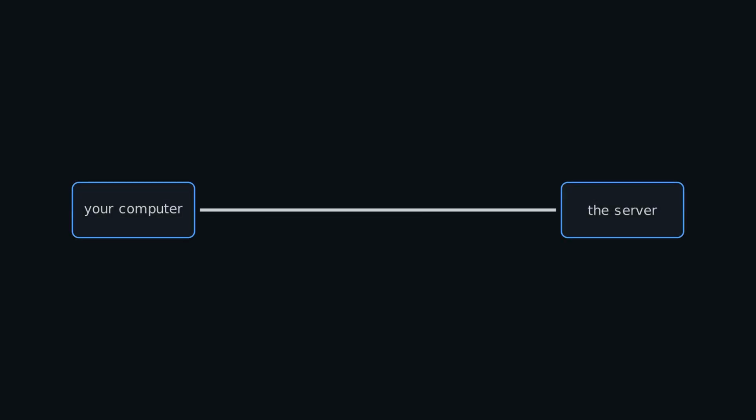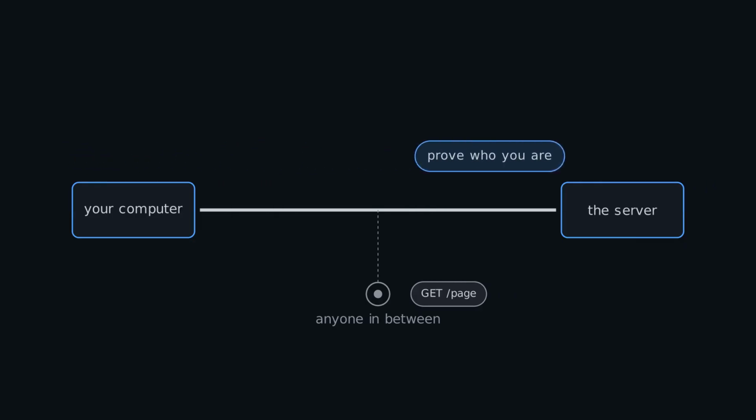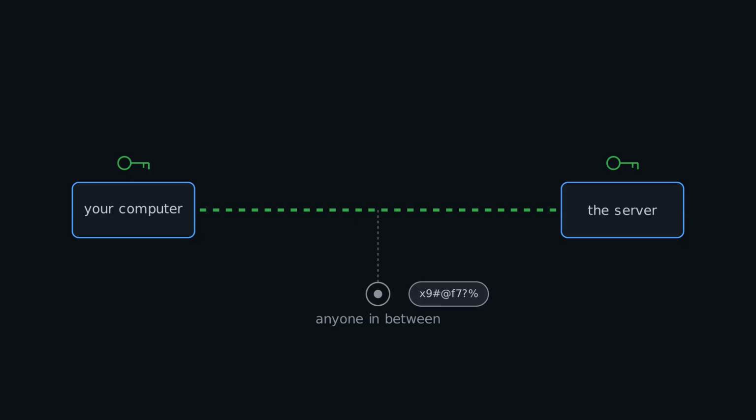But that line is wide open. Anyone in between could read it. So there's a second handshake. Your computer and the server prove who they are, then agree on a secret key that only the two of them know. From this moment on, everything they send is scrambled. Anyone listening in the middle sees noise. That's the little padlock in your address bar. Not decoration. A promise. All of that, and we still haven't asked for the page.